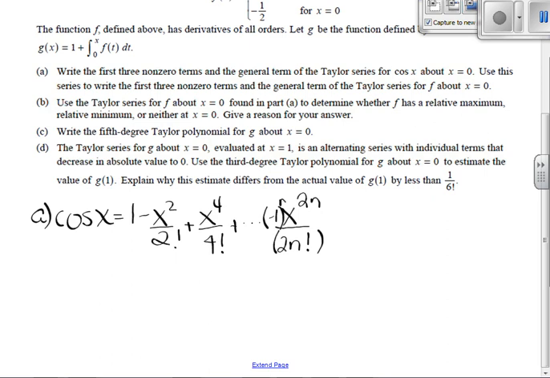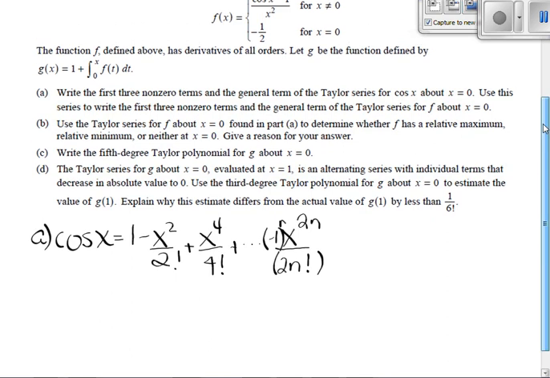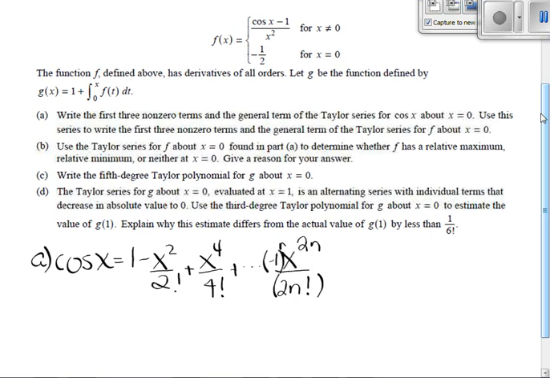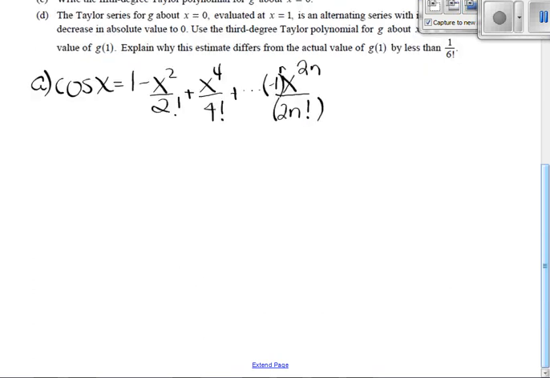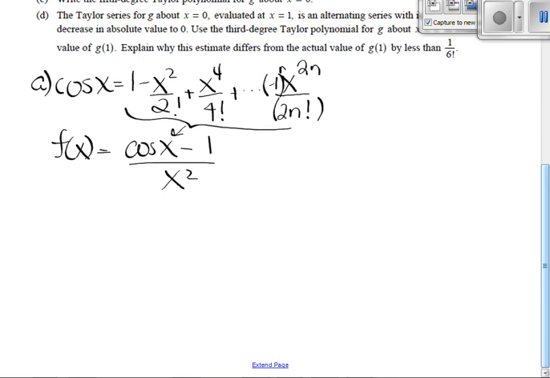Let's see. And use this series to write the first three non-zero terms and the general term of the series for the function f. So what's f? It's the cosine of x minus 1, divided by x squared. So I'm going to write f of x, cosine of x minus 1, right, over x squared. So let's substitute this series in right there, because you might have a limit that has you do that as well.